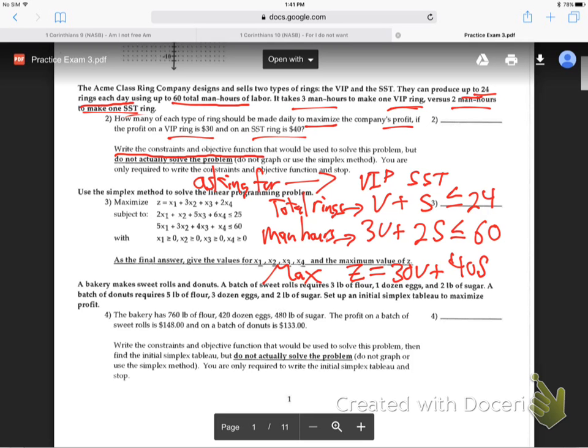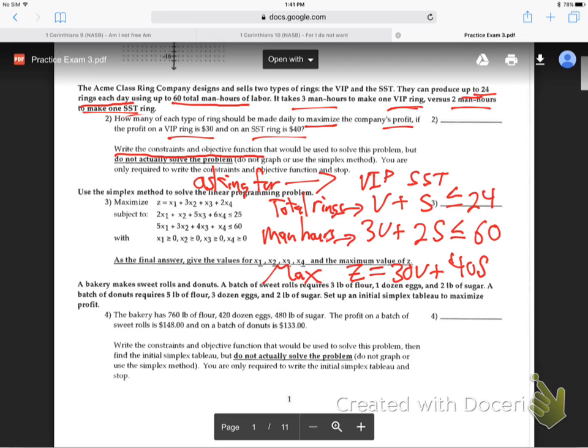There we go. And that's all they want on number 2. Does that make sense? That's all they want. They just want those things, and you don't have to go on and solve it. No graphing anything. Don't need to put a matrix in your calculator and do the program.